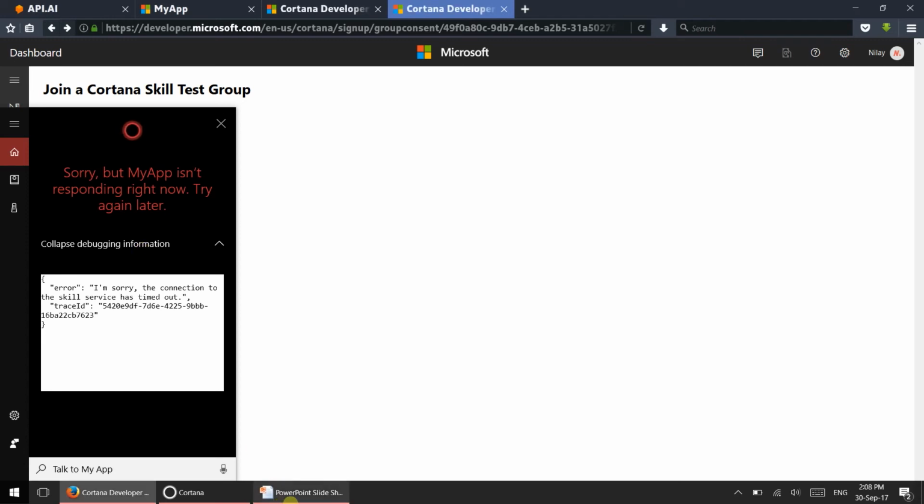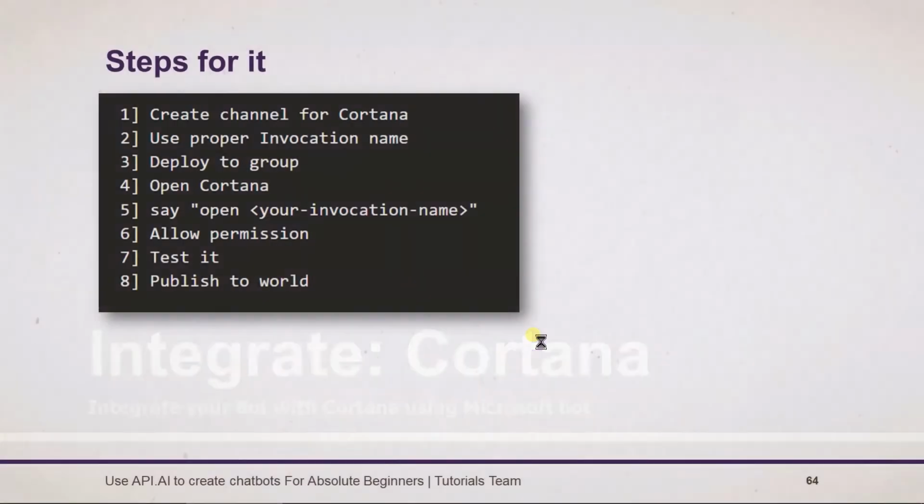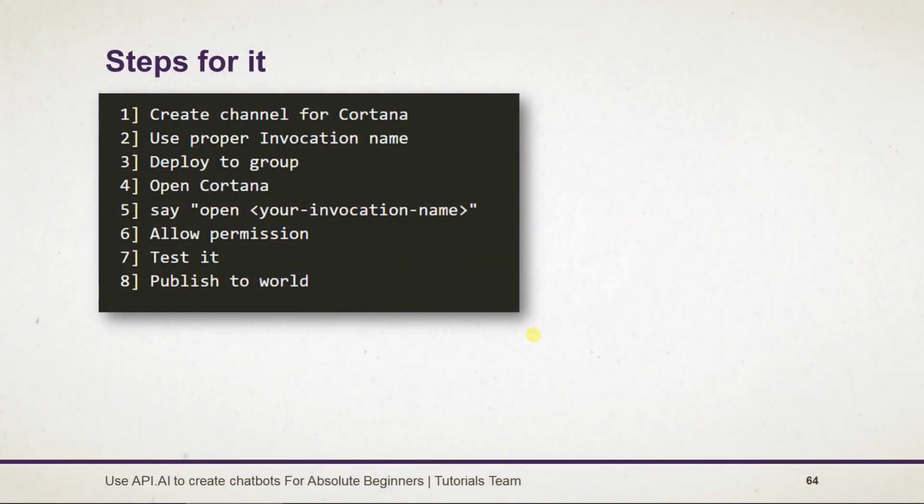Let's see what we learned in this session. In this session I used the Microsoft Bot Framework. First of all, we need to add the channel in Cortana. While adding the channel, we need to add a proper name in the invocation because this name will be used. Then open the Cortana dashboard and add the mail ID of the group you want to deploy to. Then open Cortana and say "open your app name" or "talk with your app name" and allow the required permission. Here in my case it did not open, but definitely in your case it will work.